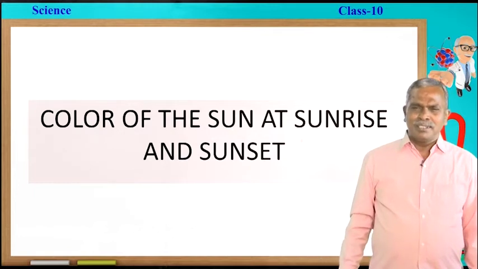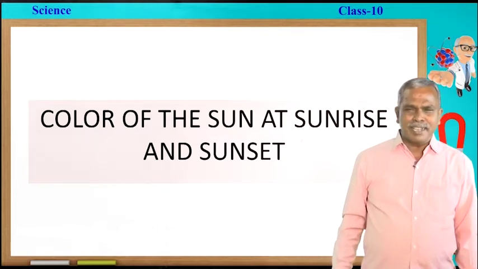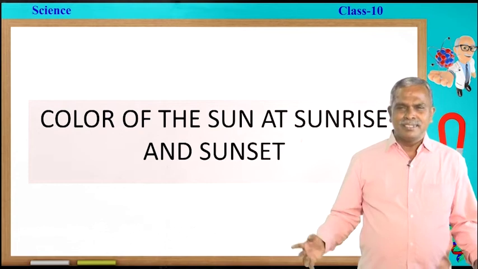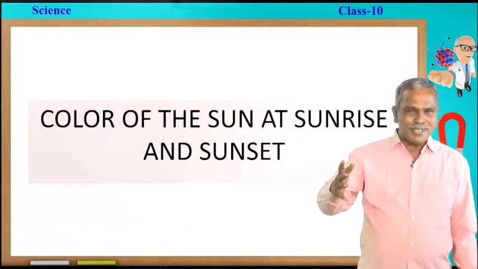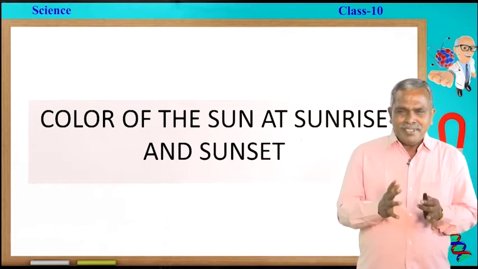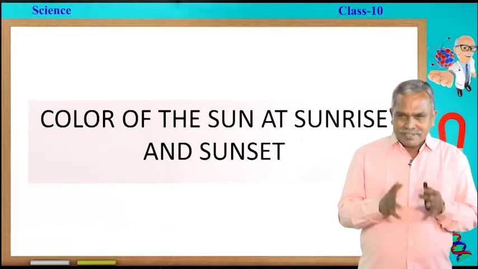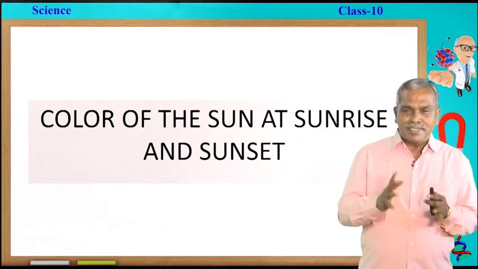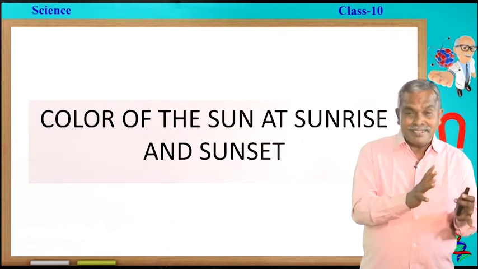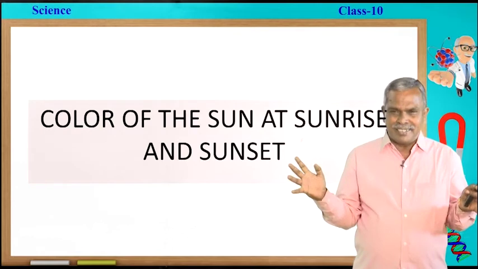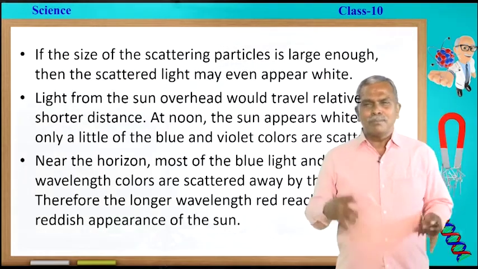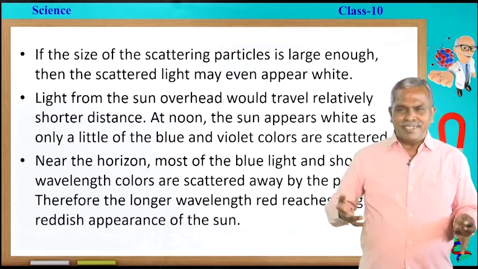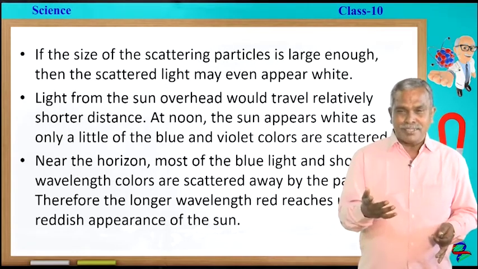Then, the color of the sun at sunrise and sunset. At sunrise and sunset, the sun normally appears red in color. Why is the color of the sun red during sunrise and at the time of sunset? You have seen sunset and sunrise from the beginning till now, and you enjoy the sunrise and sunset.